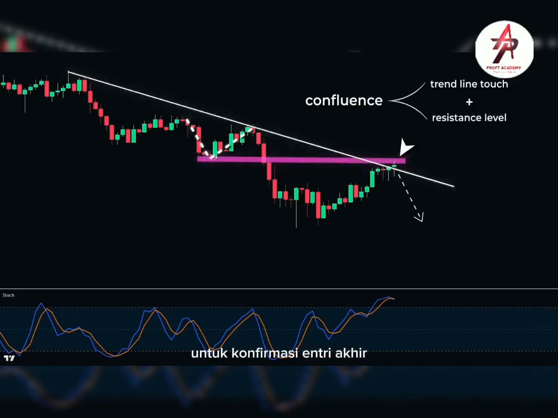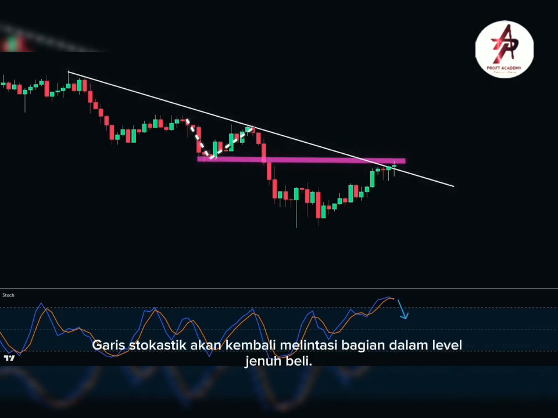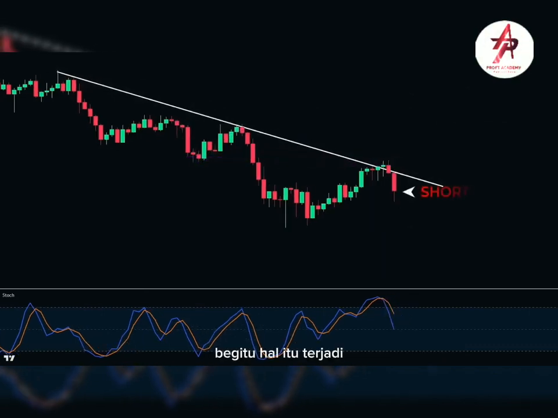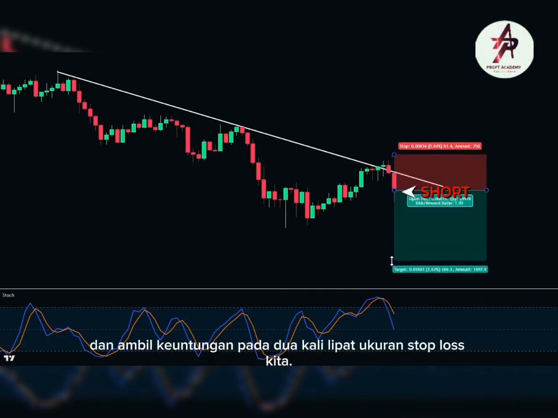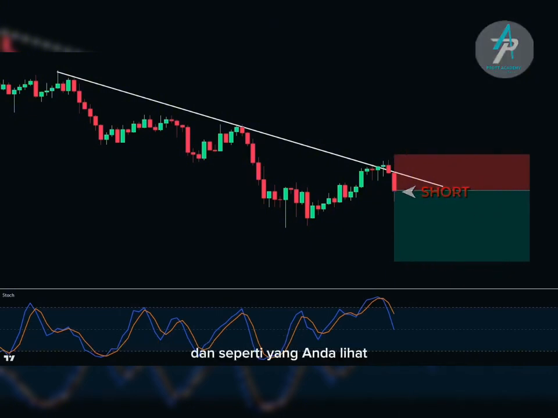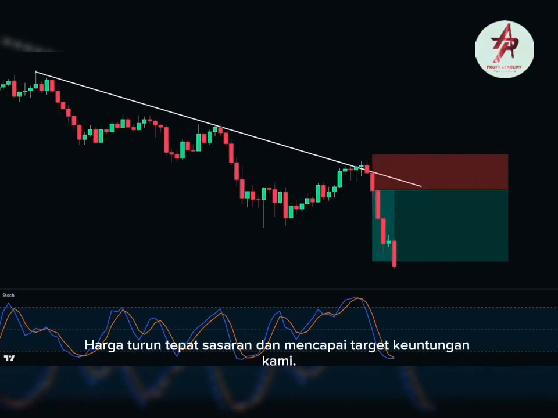For the final entry confirmation, we wait for the stochastic line to cross back inside the overbought level. Once that happens, we take a short position. Next, we can place a stop loss slightly above the swing high, and the take profit at 2 times the size of our stop loss. And as you can see, price dropped perfectly and hits our take profit.